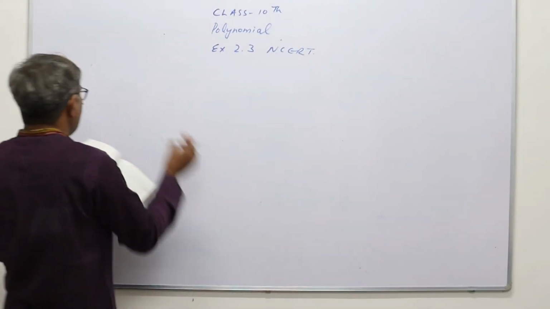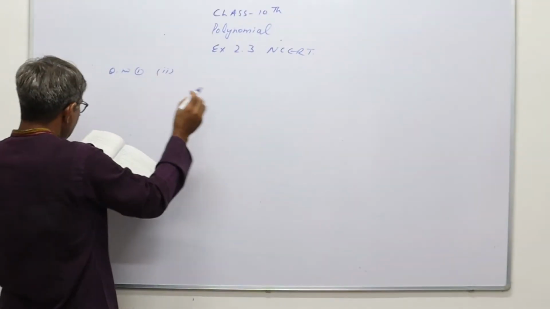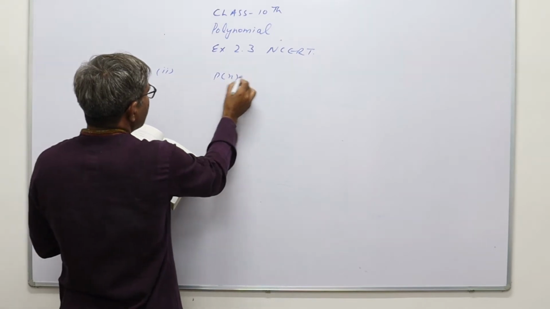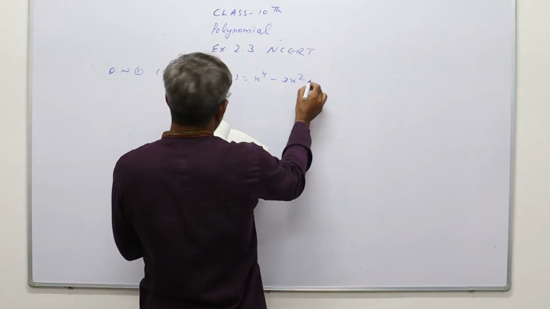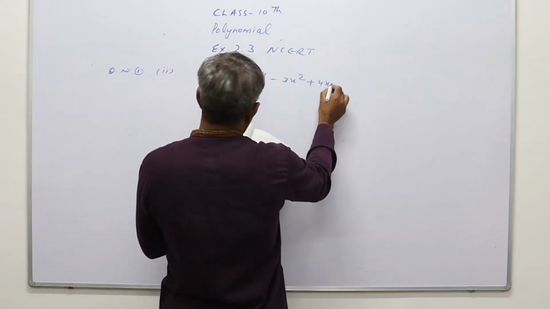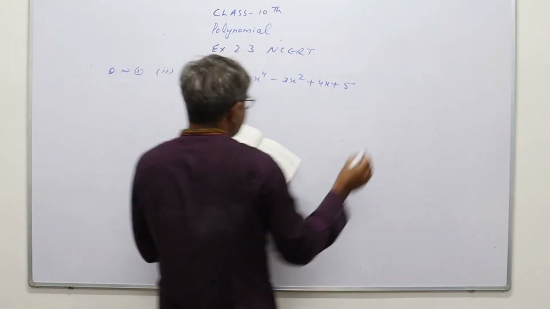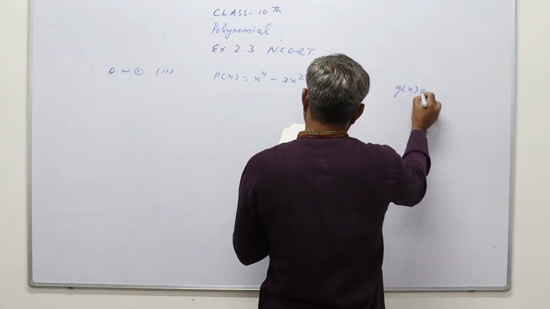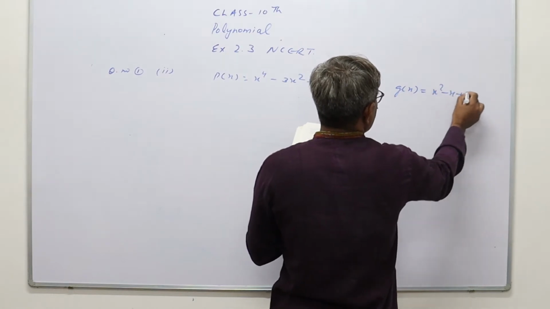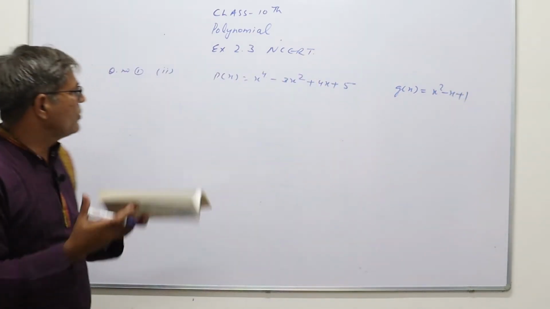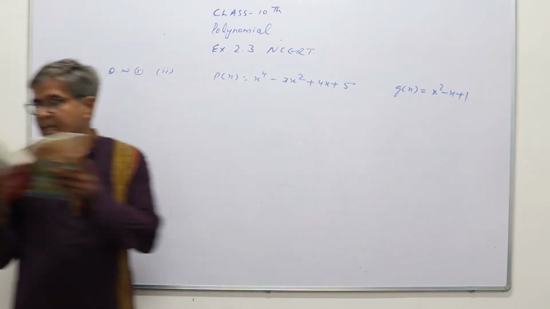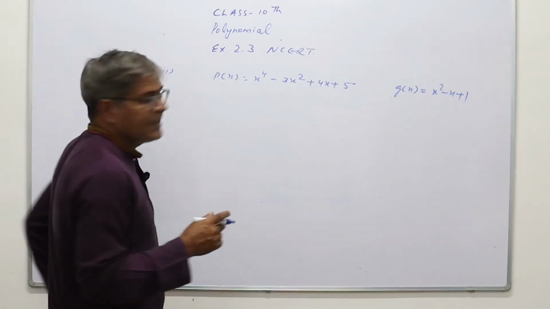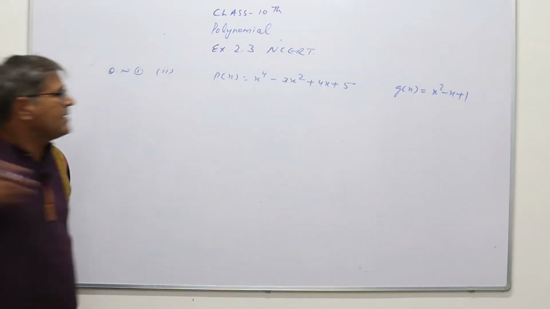So the second question is px is equal to x power 4 minus 3x square plus 4x plus 5 and gx is given as x square minus x plus 1. So check, px is x power 4 minus 3x square plus 4x plus 5 and gx is x square minus x plus 1.